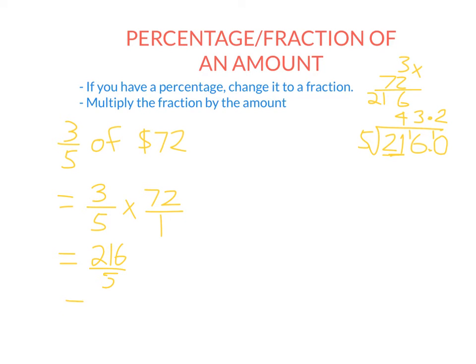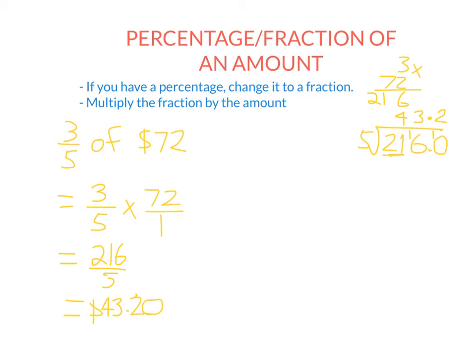So this is $43.20. Okay? Now I know that this was harder, and I know that I went through this a bit quicker, but you should already know how to do long multiplication and short division to help you with that.